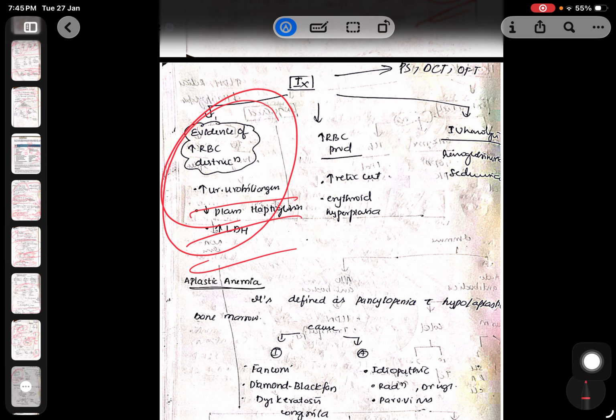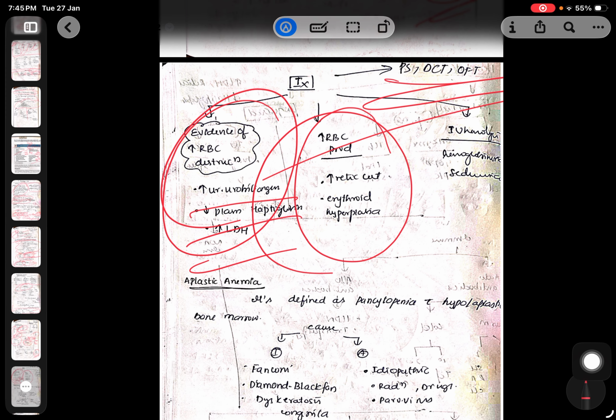Then these are the investigations to check for hemolysis, whether it is happening or not. All of these will increase. Then you check whether RBC production is being increased. Then also all the basic investigations.